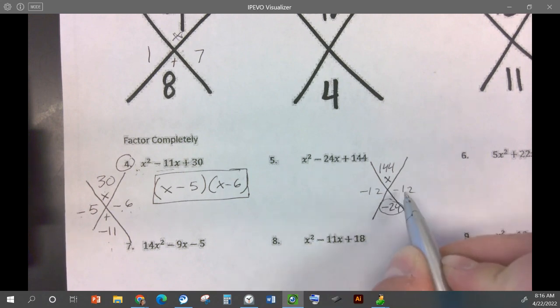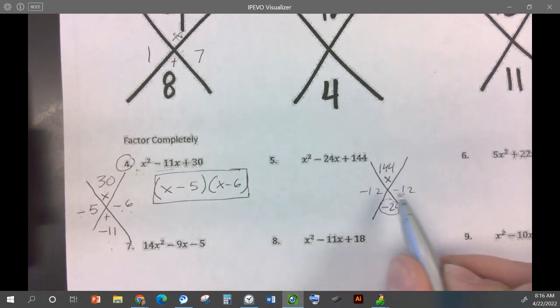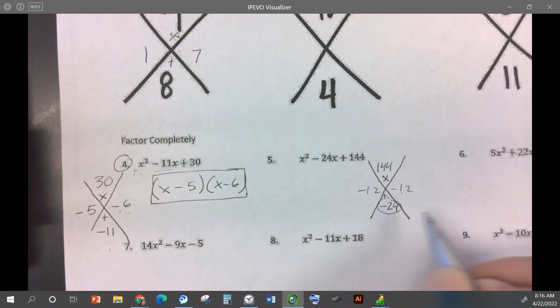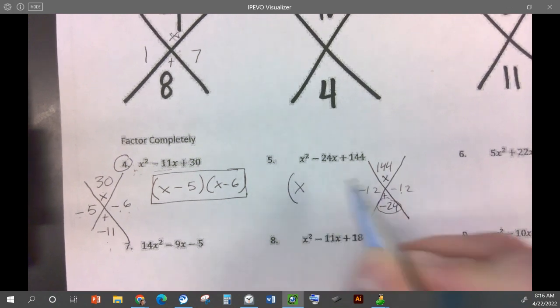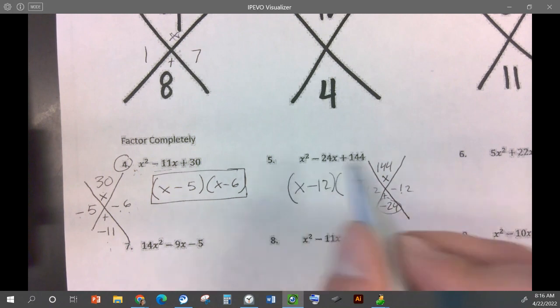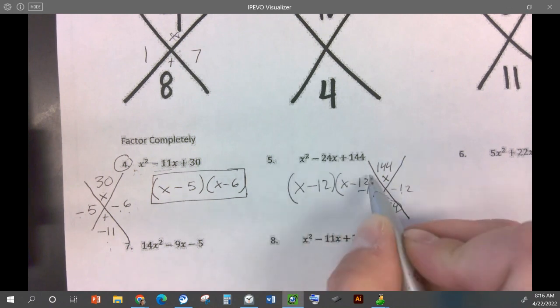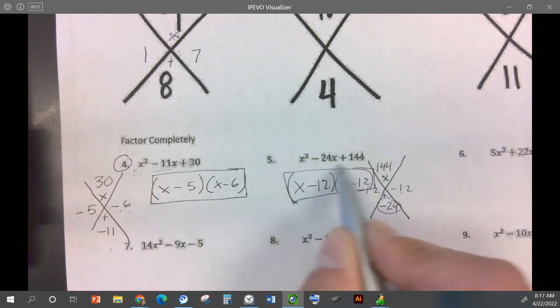Negative 12 times negative 12 gives us positive 144. Negative 12 plus negative 12 gives us negative 24. So then we can set up our factors. We don't have to do anything else because a is 1. So these are our 2 factors, and now our trinomial is factored.